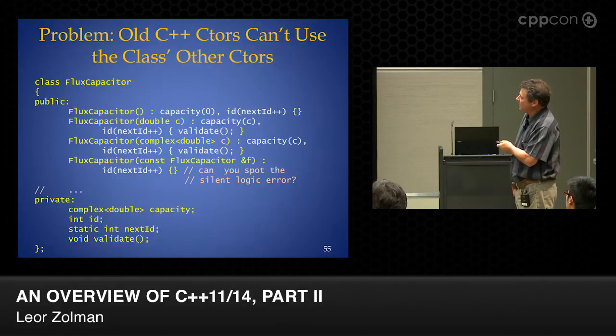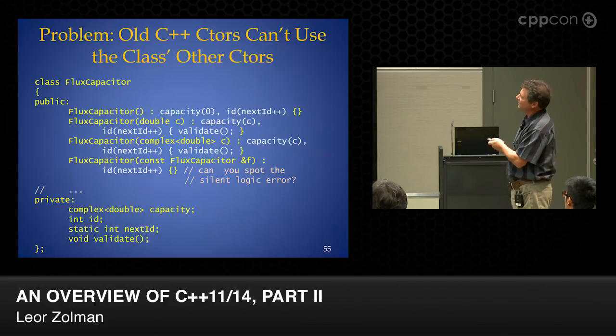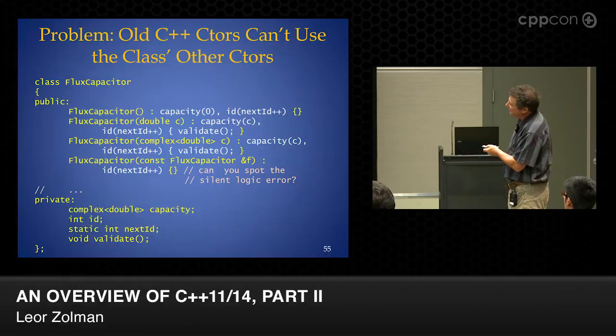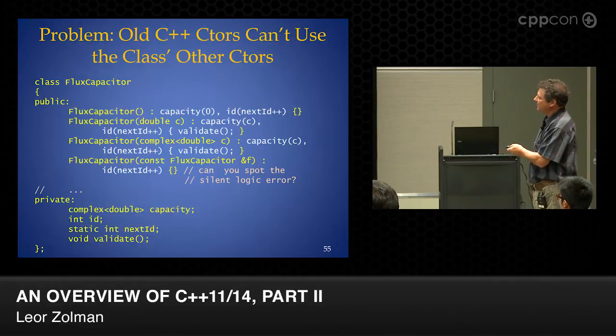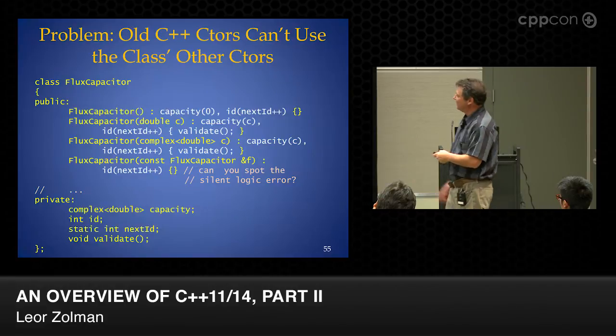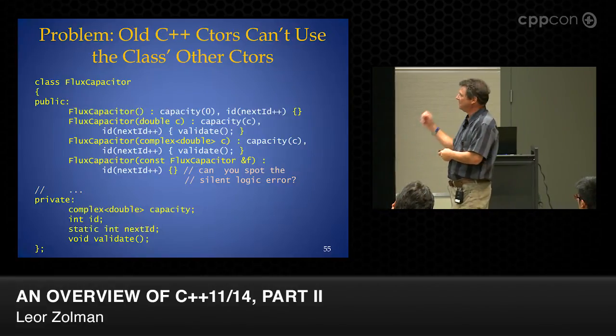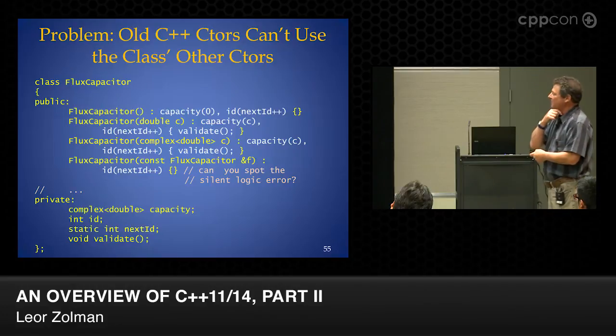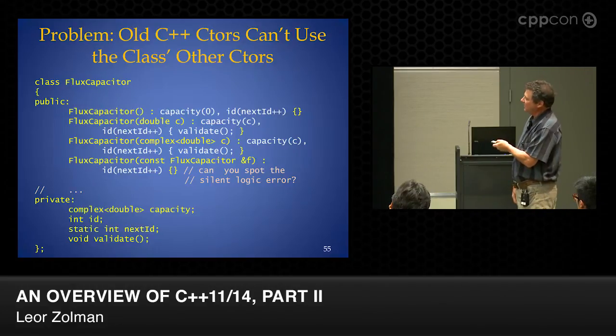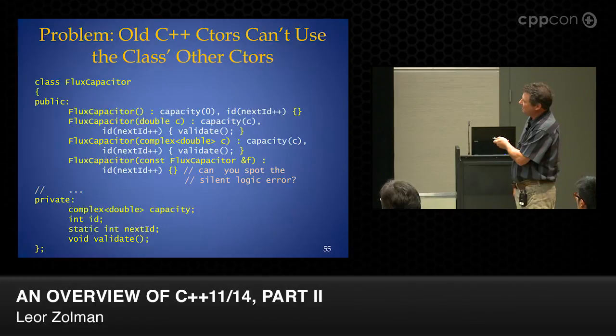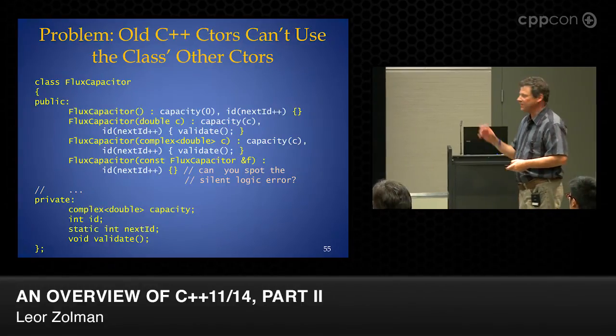The copy constructor, the constructor that takes a complex, would set the capacity, set the ID, and validate. The copy constructor doesn't have to validate, but it sets the ID. And this compiles. Anybody spot the silent error here? OK. Notice that we're not setting the capacity for this constructor. Or it's not copying the capacity from F, right? So the capacity is going to be default constructed here rather than copied from F. So that's a silent bug.